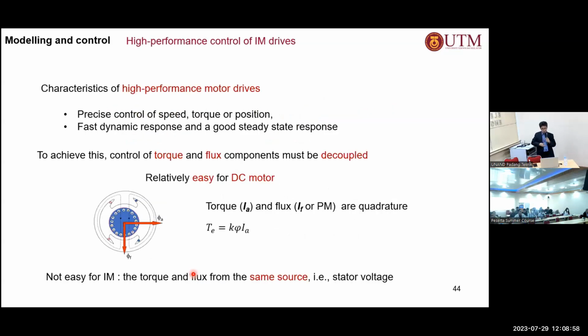Okay. So what is the character of the high performance motor control before we go into details of the FOC, DTC, and PTC, which we have time.